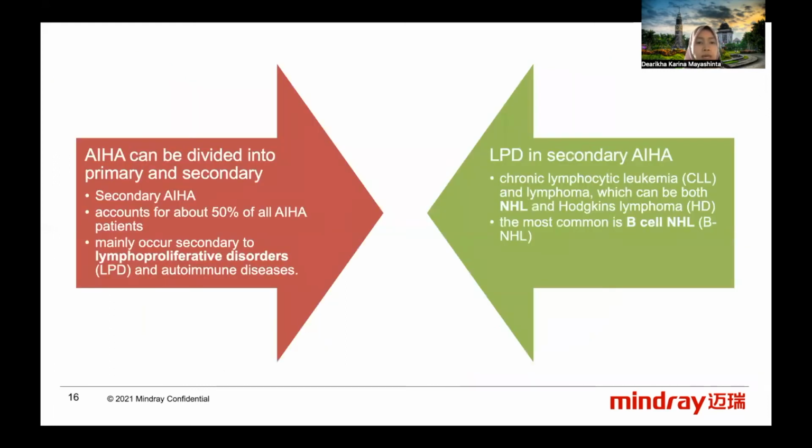Autoimmune hemolytic anemia can be divided into primary and secondary. Secondary autoimmune hemolytic anemia accounts for about 50% of autoimmune hemolytic anemia patients and mainly occurs secondary to lymphoproliferative disorder and autoimmune disease. The most common LPDs in secondary autoimmune hemolytic anemia are chronic lymphocytic leukemia and lymphoma, which can be both NHL and Hodgkin lymphoma. B or T cell NHL can be accompanied by autoimmune hemolytic anemia, but the most common is B-cell NHL.